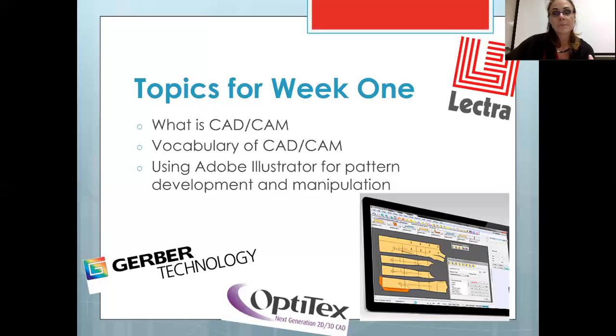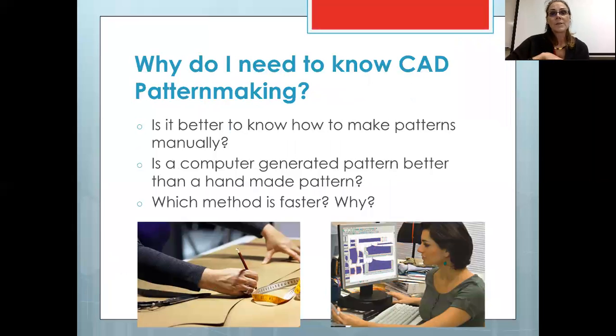All right. Why do you need to know CAD pattern making? I want you to consider these thoughts. It's actually, I believe, part of your discussion this week, so you might want to mull it over. Is it better to know how to make your patterns by hand, or is it better to know how to generate the patterns in a computer?